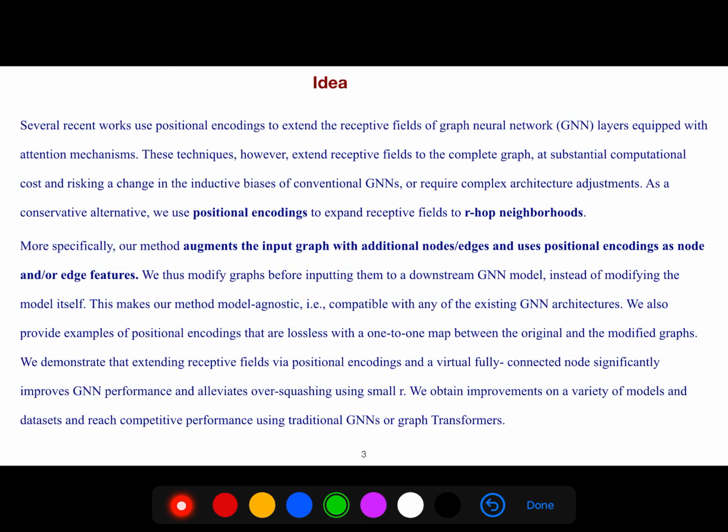We thus modify graphs before inputting them to a downstream graph neural network model. Instead of modifying the model itself, this makes our method model agnostic. For example, compatible with any of the existing GNN architectures. We also provide examples of positional encodings that are lossless with a one-to-one map between the original and the modified graphs.